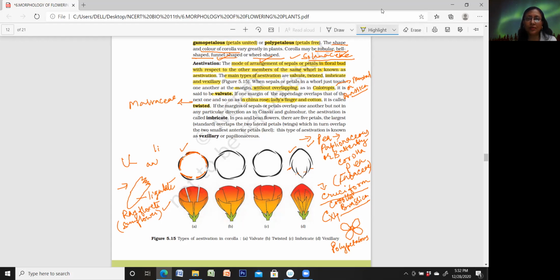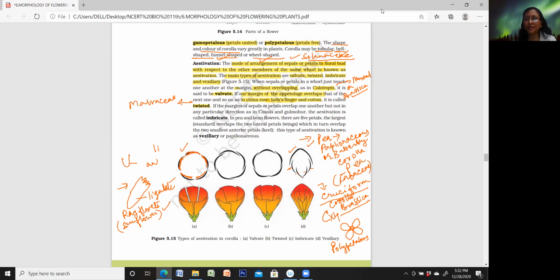Let's understand what is twisted. One margin of the appendage overlaps, that is the sepal or petal they are talking about. Generally, we are taking into consideration the petals only. The sepal aestivation is in very high taxonomic studies, not at your level, so you are mainly doing the petal aestivation. So one margin of the appendage overlaps that of the next one and so on. That means each petal or sepal, the margins overlap the other. So where you find it is in China rose, lady's finger, cotton, and they all are Malvaceae.